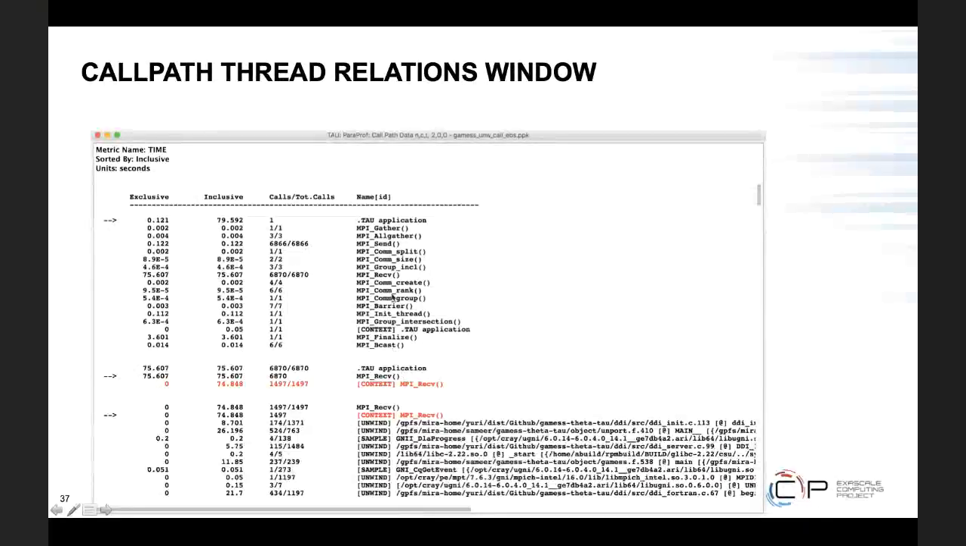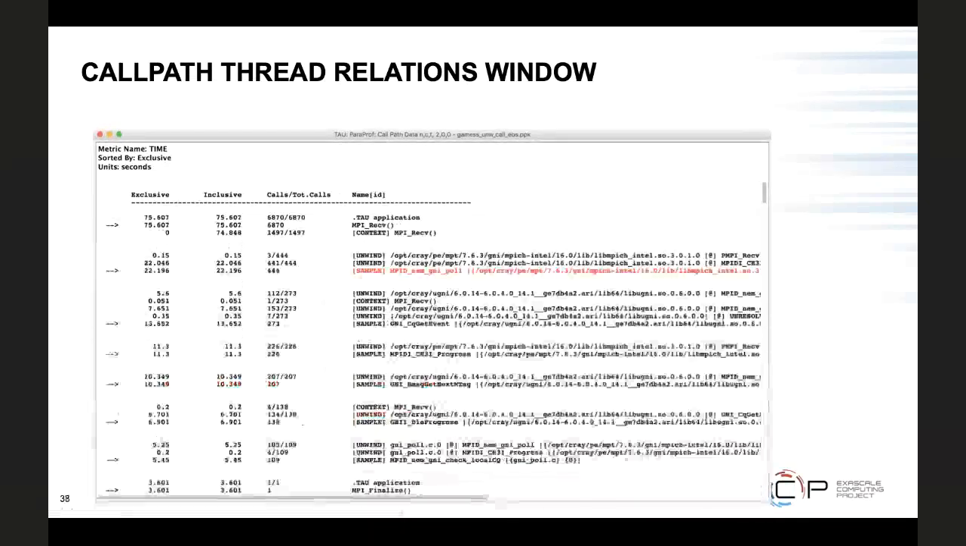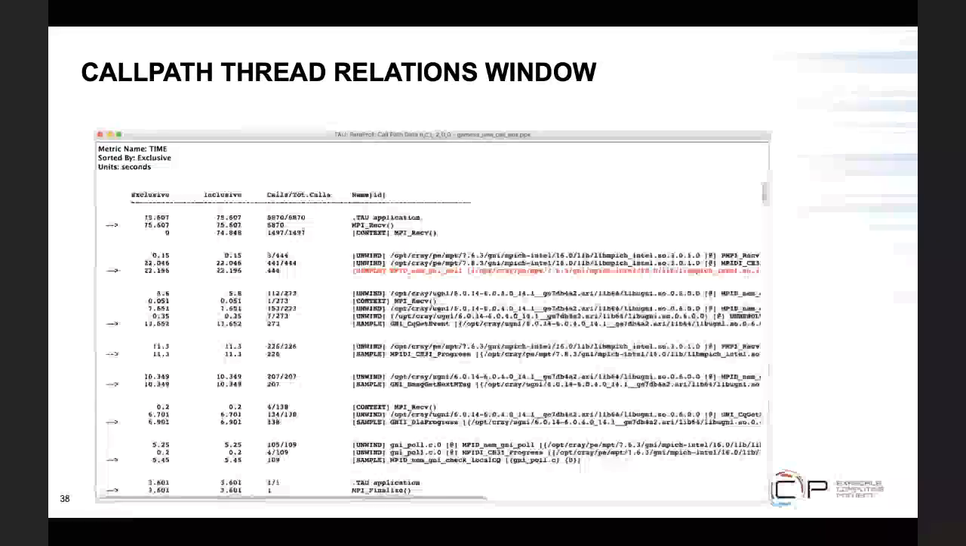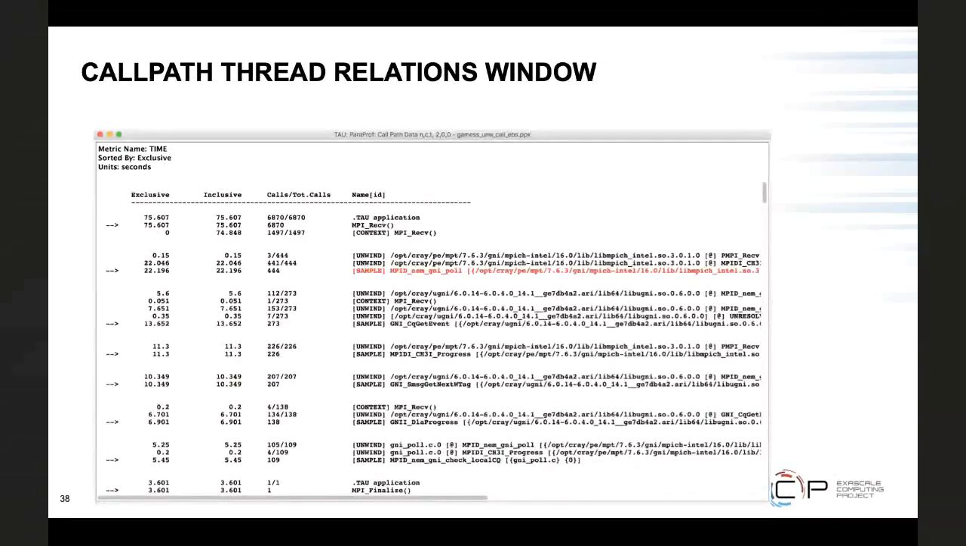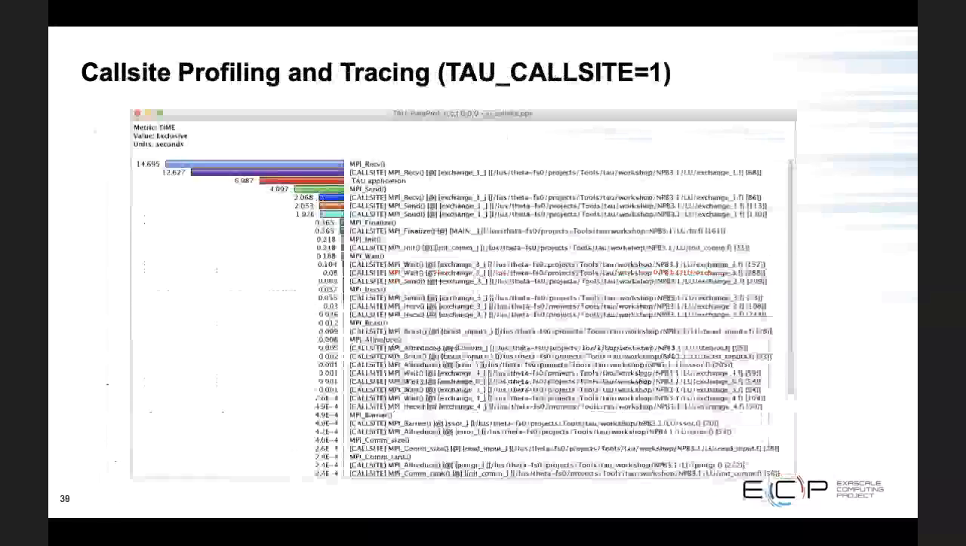So immediate parents and then immediate children for a given function shown by this arrow in the call path thread relations window. You can see more details down. You can jump to a particular function and see where it was getting called from. And then look at the overall breakdown of that call site, where else it got called.